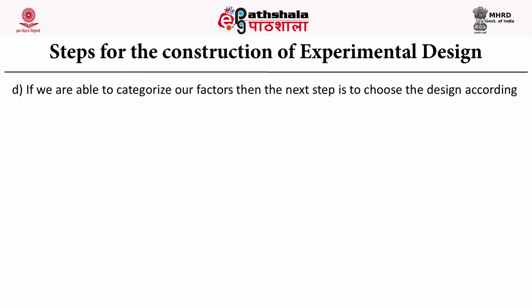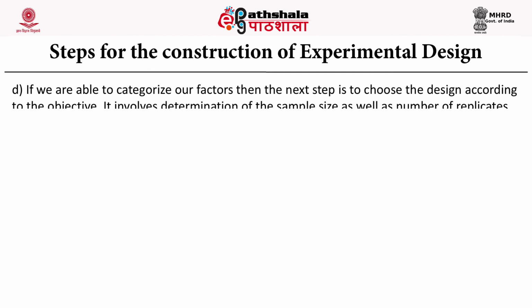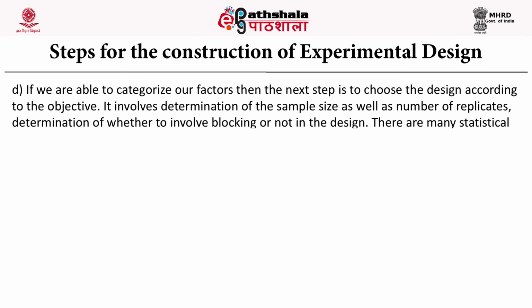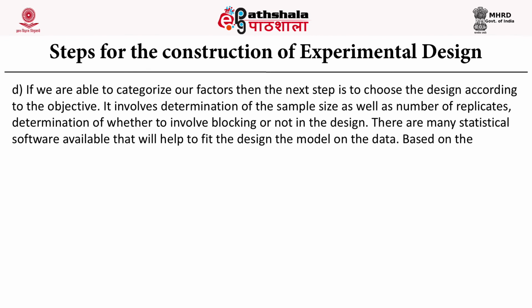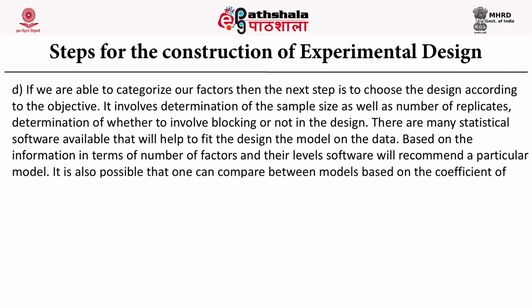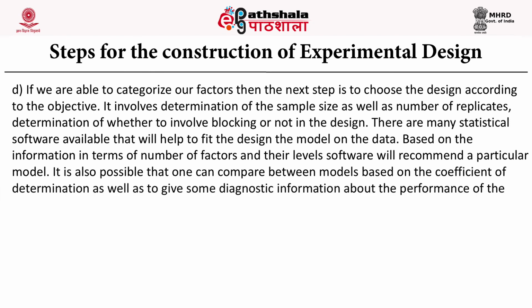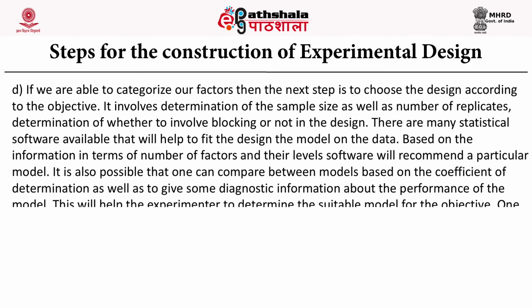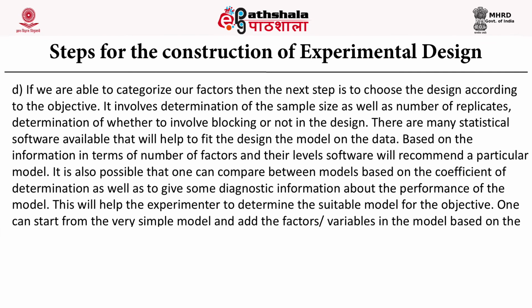Now the next step is, if we are able to categorize our factors, then we choose the design according to the objective. It involves determination of the sample size as well as the number of replicates, and determination of whether to involve blocking or not in the design. There is much statistical software available that will help to fit the model on the data based on the information in terms of number of factors and their levels. And this software will recommend a particular model.